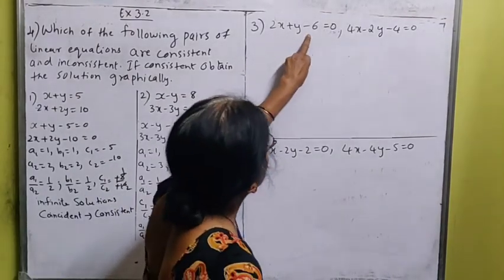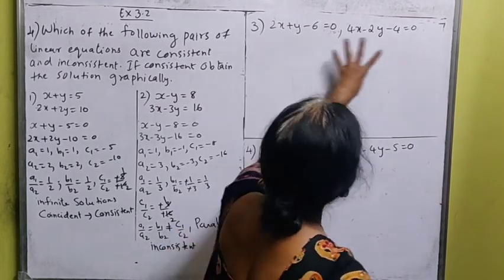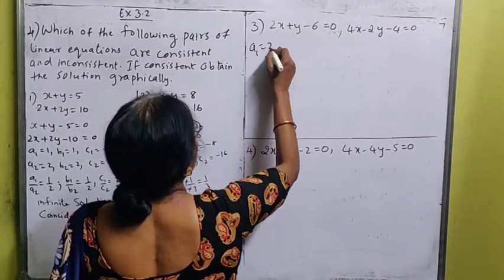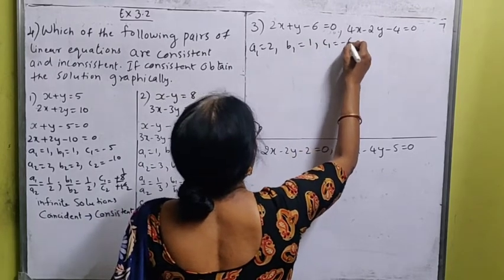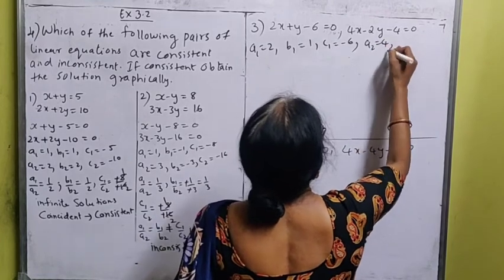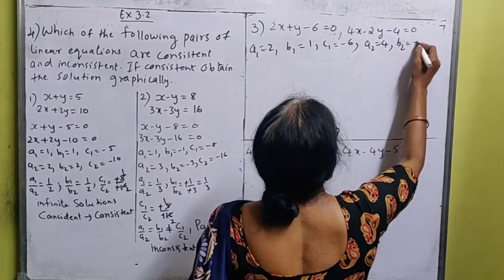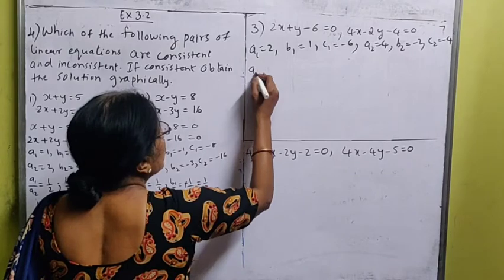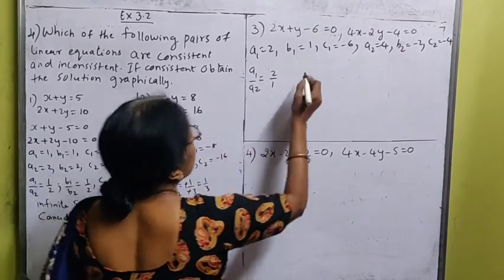2x plus y minus 6 is equal to 0, 4x minus 2y minus 4 is equal to 0. Already it is arranged in the general form. So we just have to write down: a1 value 2, b1 value 1, c1 value minus 6. Then a2 value 4, b2 value minus 2, c2 value minus 4. So let us find out: a1 by a2 is equal to 2 by 1.